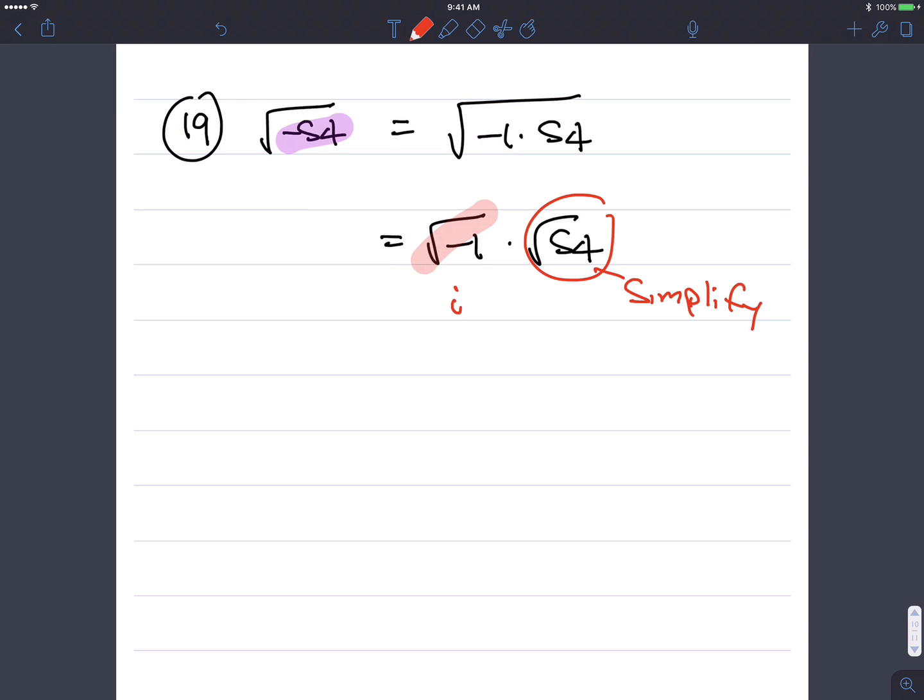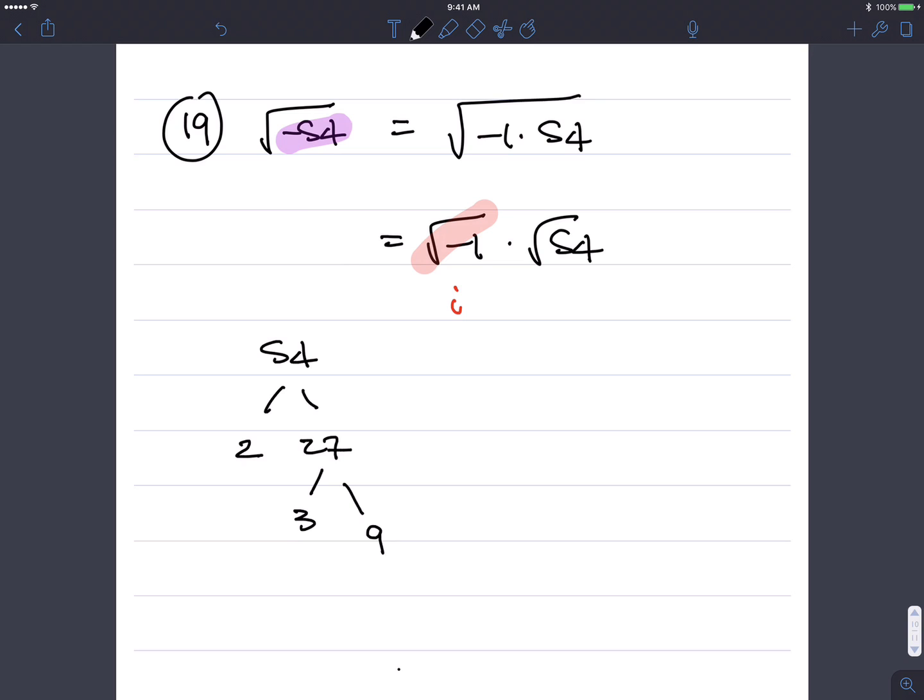Can it be? Let's think. Well, let's think about this. How do we write 54? Let's factor this. 2 times 27 is 54. 3 times 9 is 54. And 3 times 3. Well, it can be simplified.